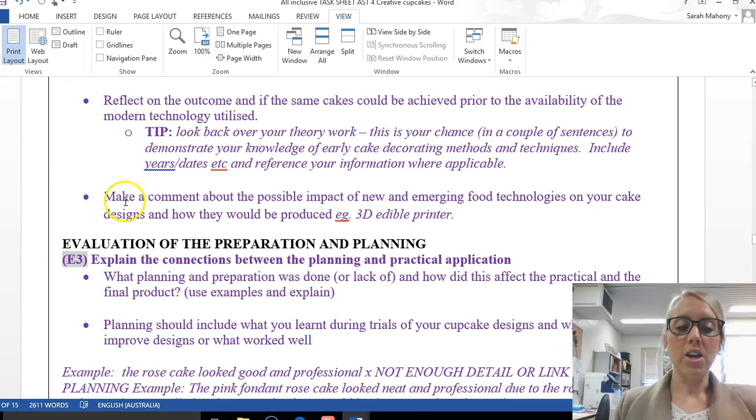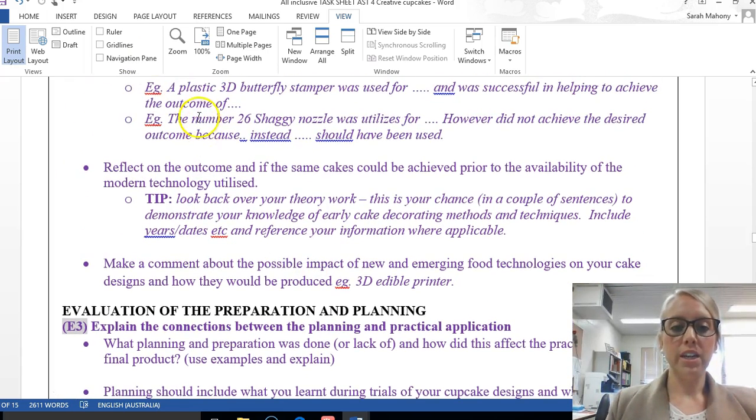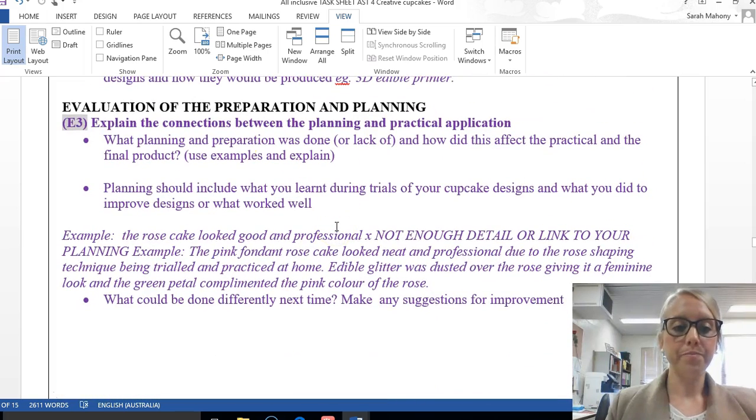And then also making a comment here about the possible impact of new and emerging technologies on your cake designs and how they would be produced. For example, we have investigated in class the 3D edible printer. So is this likely or could this possibly have an impact on the designs you chose, right? In the future, are they more likely to be 3D printed rather than hand rolled? Okay, something like that, or there may be another technology you'd like to investigate. So see, this whole section is really focusing on the technology and then linking with your outcomes.